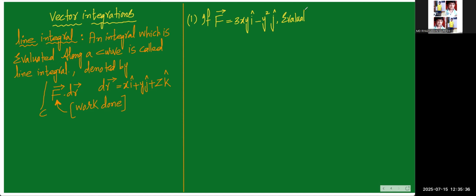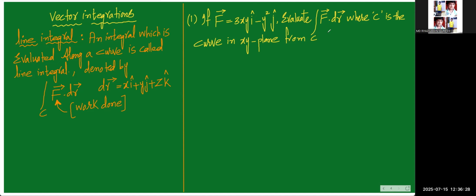evaluate integral over C f dot dr, where C is the curve. The hint will be given where C is. Where C is the curve that lies in the xy plane from (0, 0) to (1, 2). This is your question.